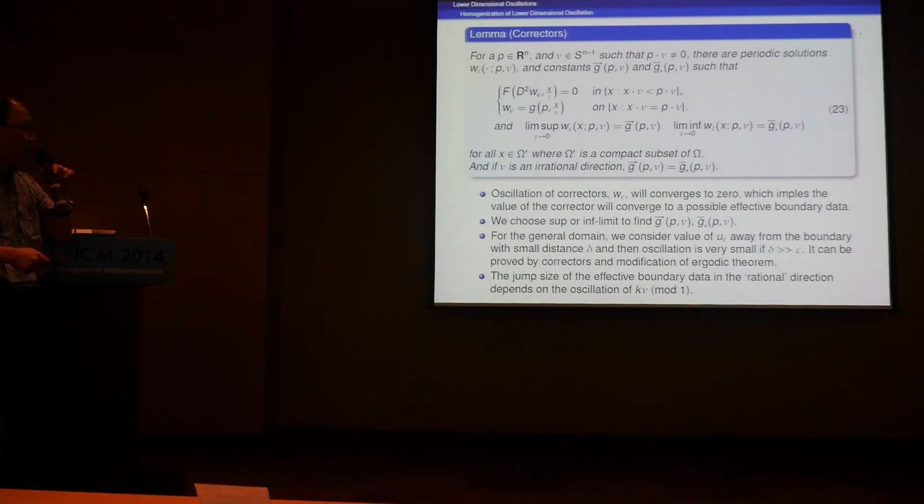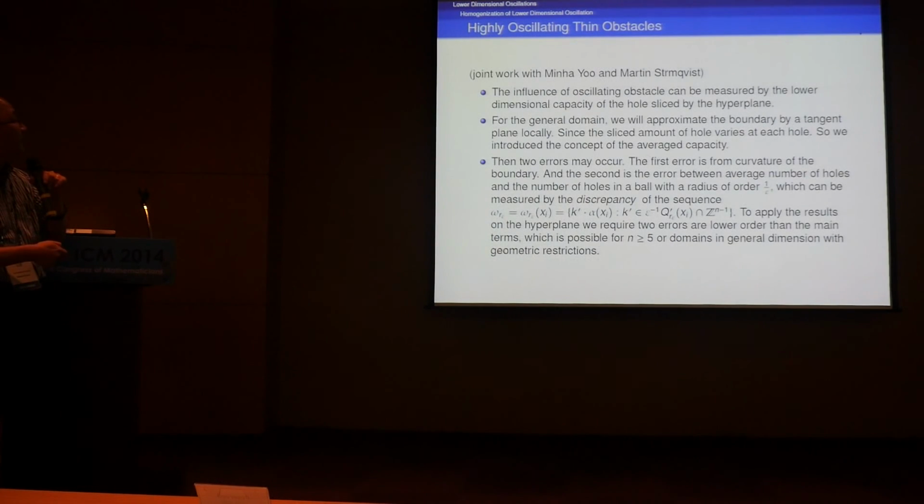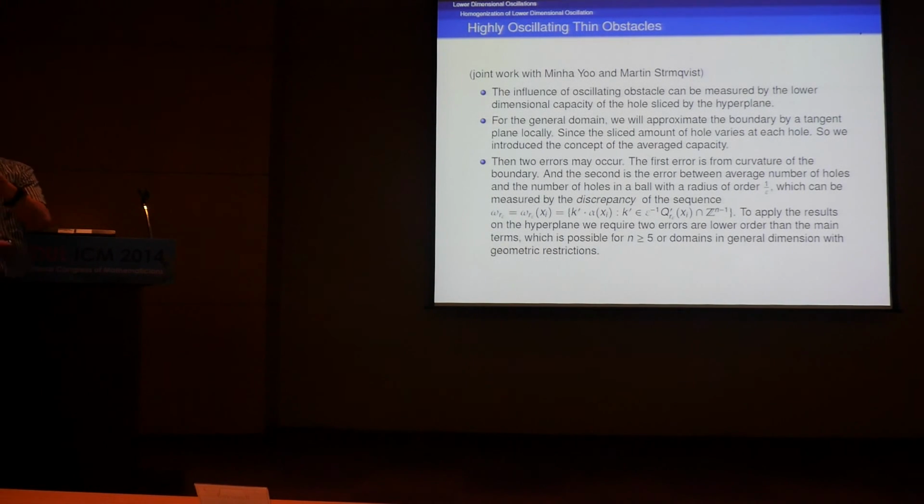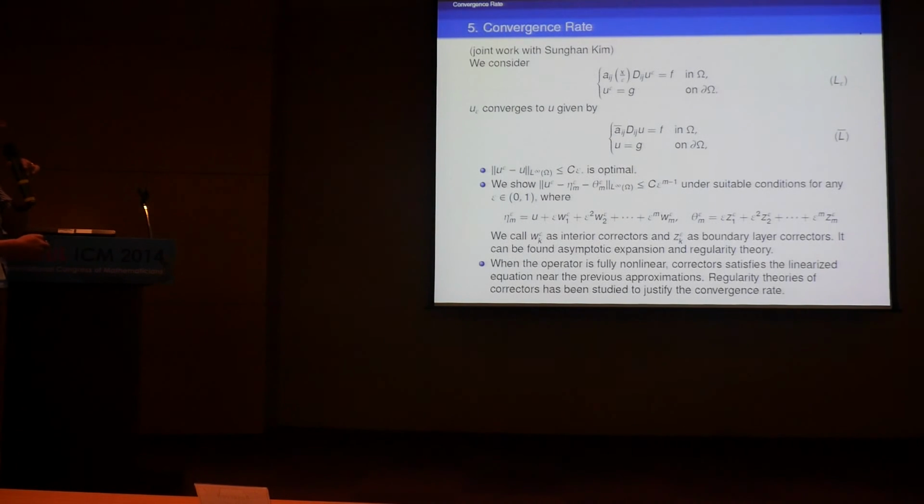The oscillation of the boundary data depends on the oscillation of k nu mod 1. So we get a similar phenomenon for highly oscillating linear obstacles, and there are capacity issues and a convergence rate, and I'm running out of time. It really depends on the discrepancy of the number. Okay, last slide. Sorry, that is not the last one. This is the convergence rate. I will allow just one slide.